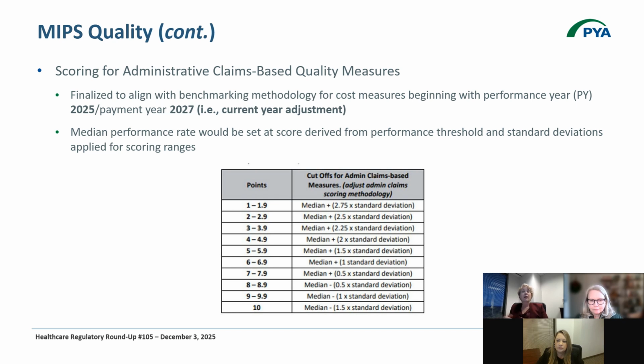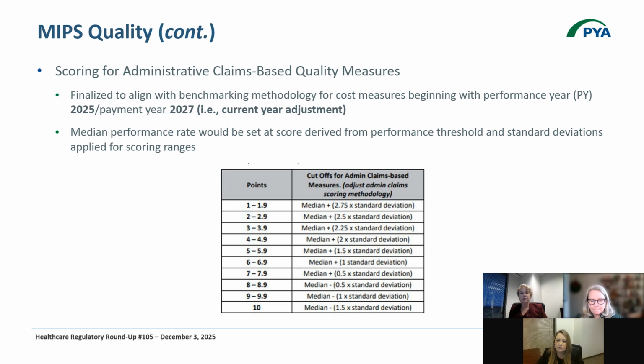For the scoring of the administrative claims-based quality measures, they did finalize that to align with the benchmarking methodology for cost measures. Key note here is that the finalization of this does impact this current performance year, so performance year 2025 and payment year 2027. So that is a current year adjustment. If you're keeping score and planning for your 2025 reporting, that will be of note.